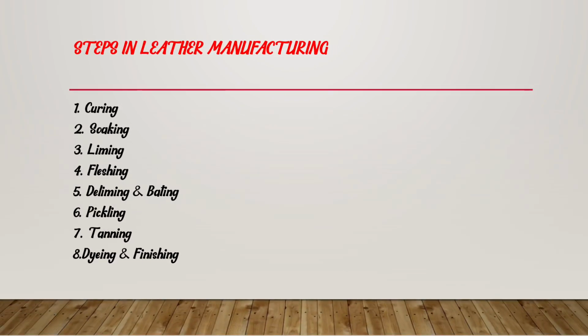Then what are all the steps involved in leather manufacturing? First curing, soaking, then liming, then fleshing, and then deliming and batting, then pickling, and then tanning, and the last one is dyeing and finishing.